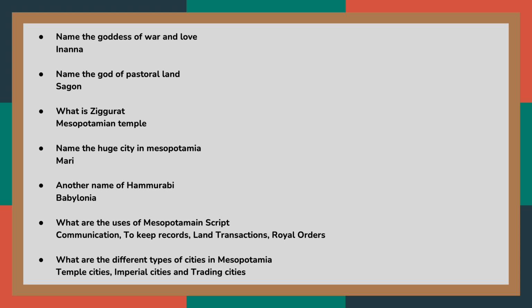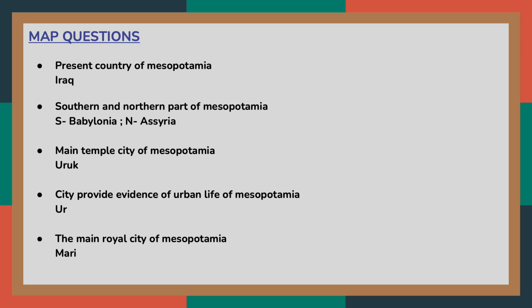There are different types of cities in Mesopotamia. Three kinds were there: temple cities, imperial cities, and trading cities. Now, the map questions. These questions may be there for your exam, so try to locate these places on the map.